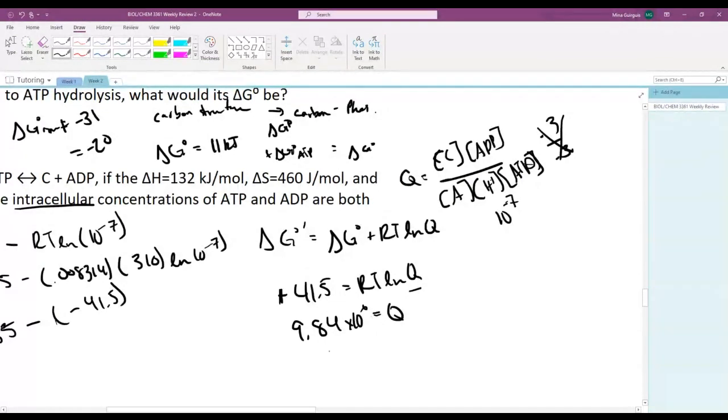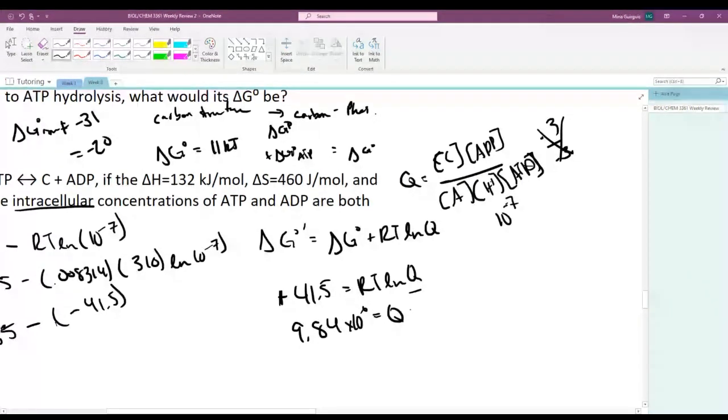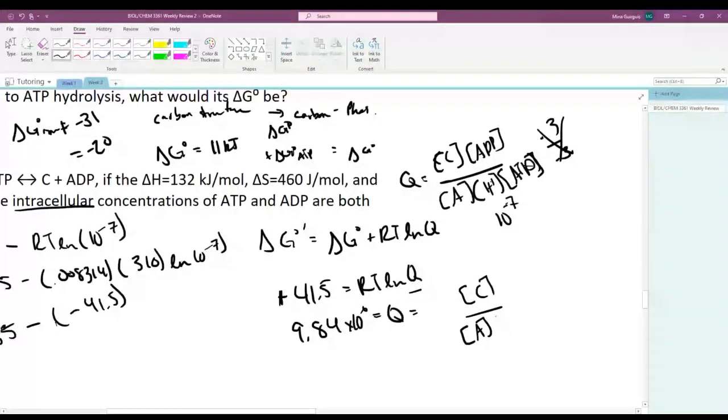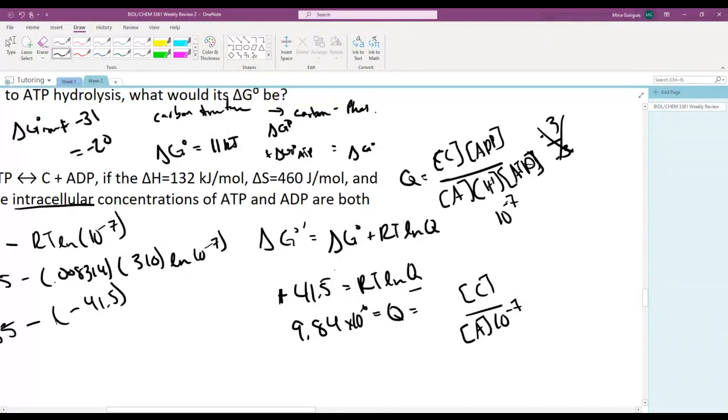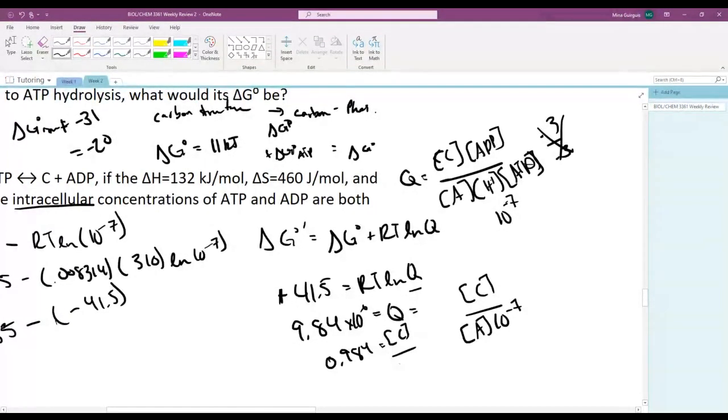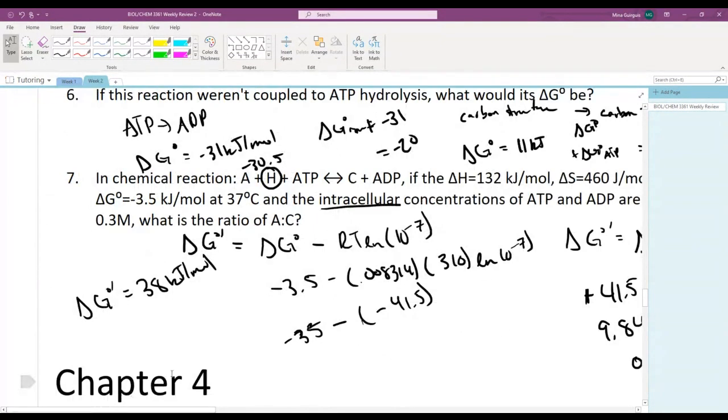out. So what we're left with is really concentration of C over the concentration of A times 10 to the negative 7th. So if we multiply 10 to the negative 7th to the other side, we have this ratio that we're looking for, right? So I'm going to go ahead and do that. All right, so what we end up getting is 0.984 equals concentration of C over concentration of A. All right, great. So we're done, right?